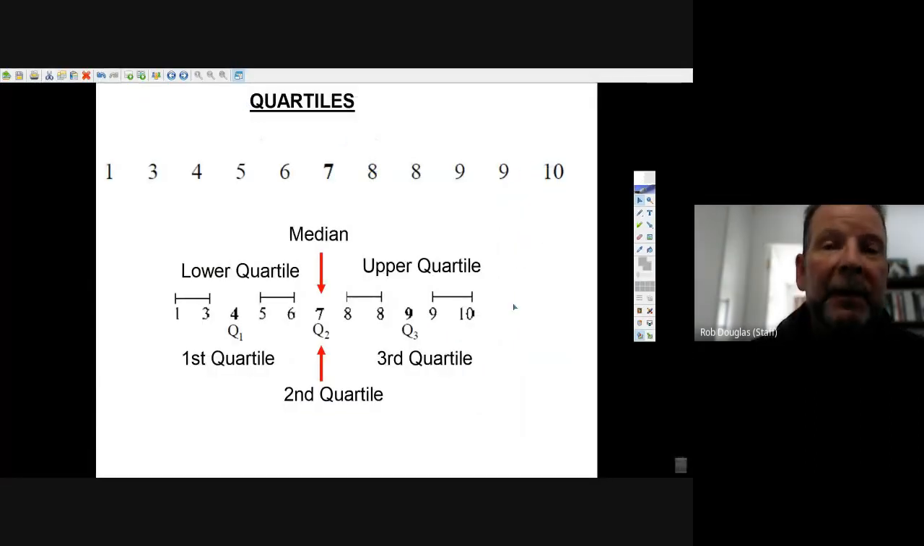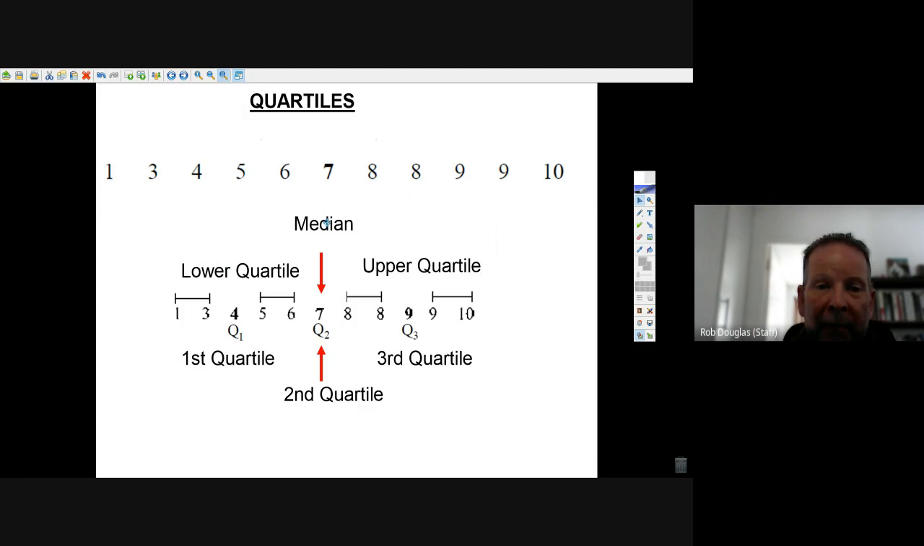Okay, we're going to look at something called quartiles. A quartile is about quarters. The first quartile is the first quarter, and the second quartile is the second quarter. 2 quarters make a half, and that puts you right in the middle. So the name for that is the median.